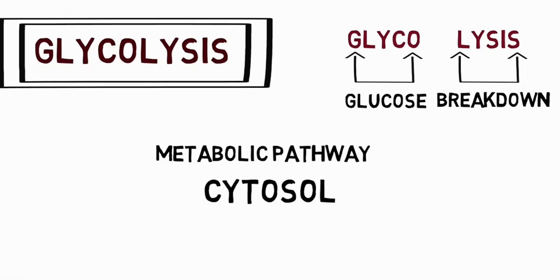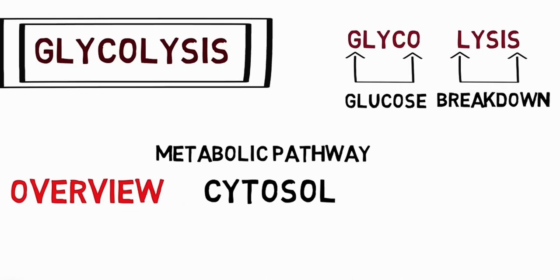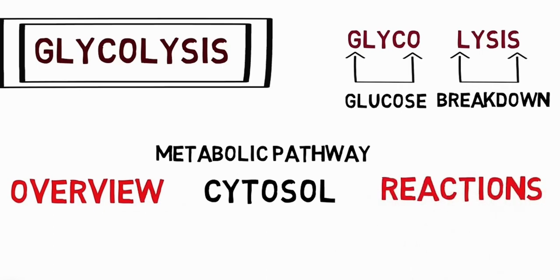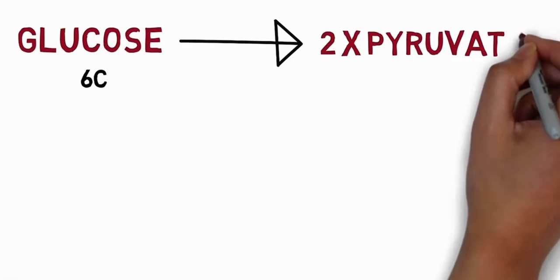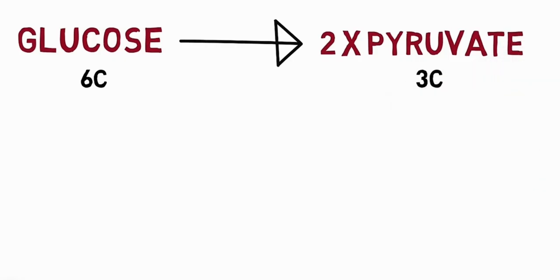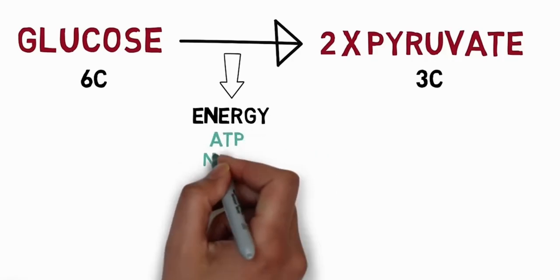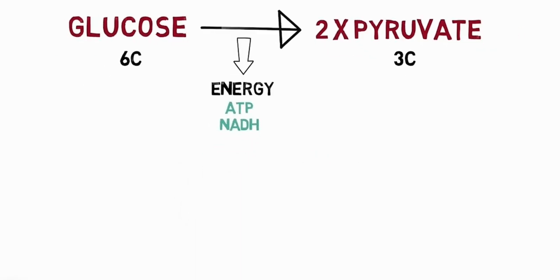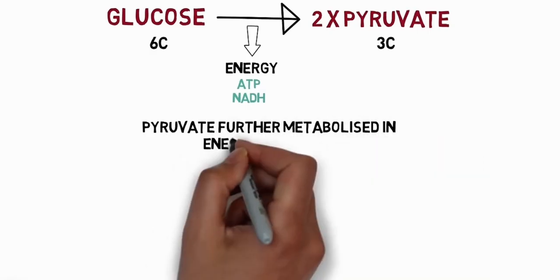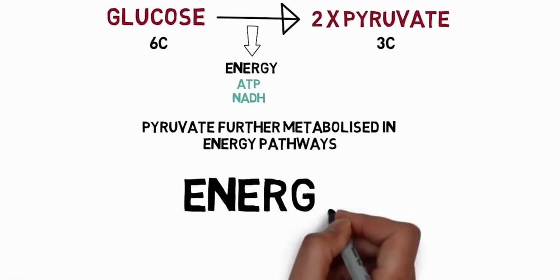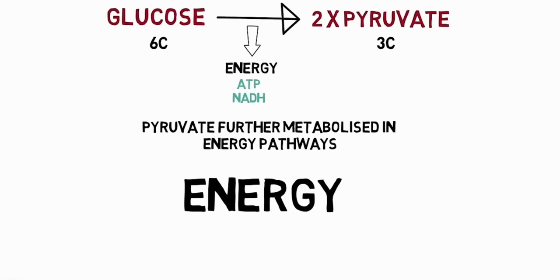First we will discuss an overview, and then the various reactions that occur in this. In glycolysis, one molecule of glucose, which is a 6 carbon compound, is broken down into two molecules of pyruvate, which is a 3 carbon compound. In this conversion, energy is released in the form of ATP and NADH. The pyruvate formed is further utilized in various energy producing pathways that produce more energy.